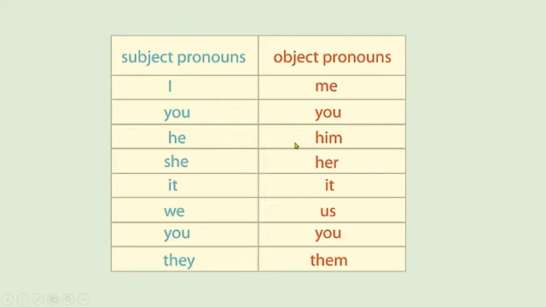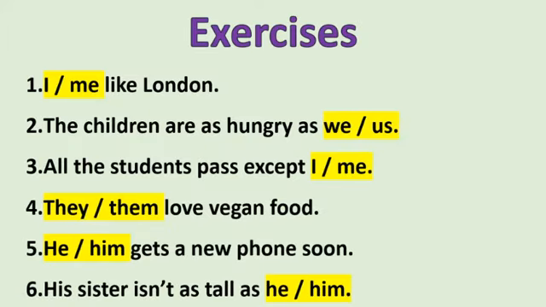Don't forget that. Okay, now let's look at these six sentences about the topic object pronoun or subject pronoun, and the idea is you have to select or choose what would be the right answer. For example, I, me, like London. Now, how could you know what is an object or subject pronoun? If your sentence has a verb, you have to use a subject pronoun. For example, I like London. We can't say me like London.